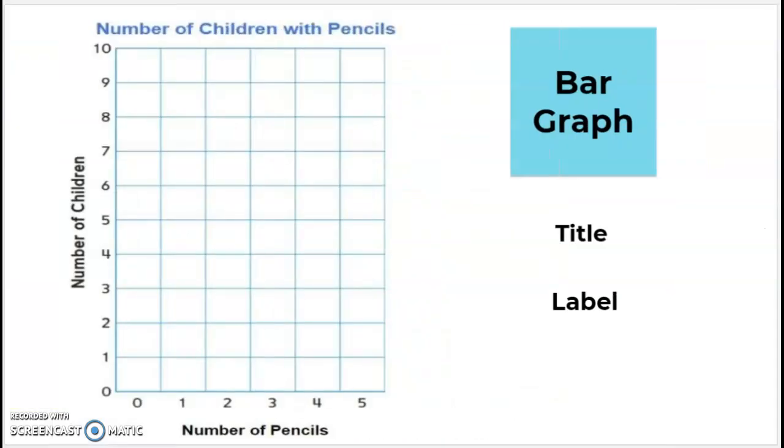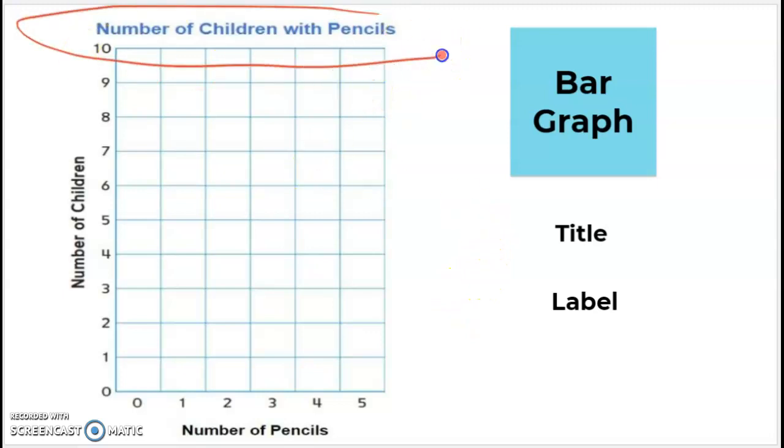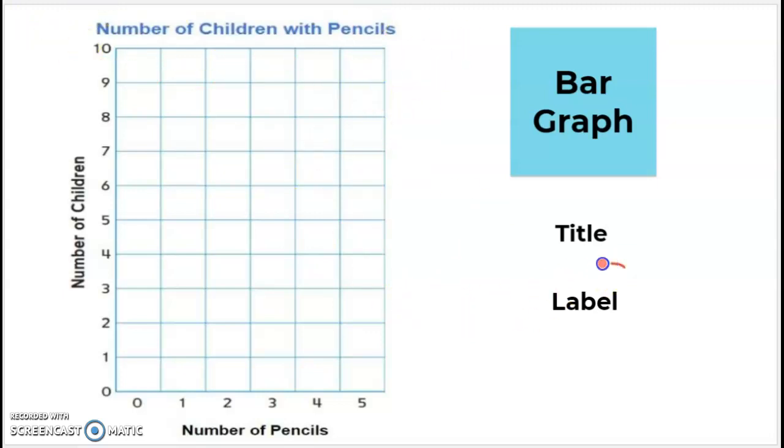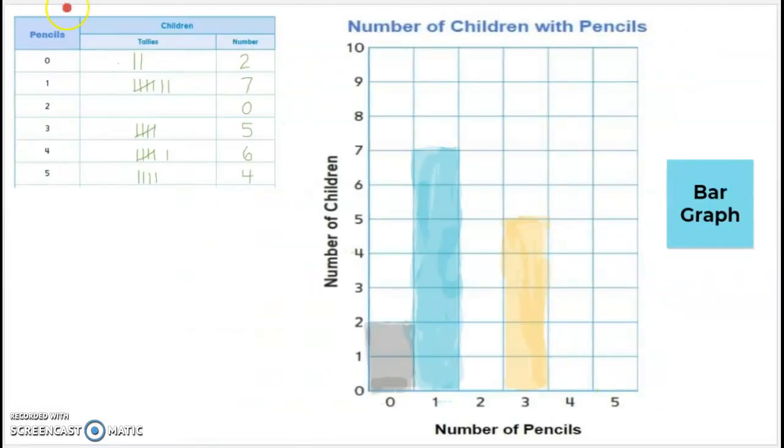We can also take this information and use a bar graph. So we're going to make a bar graph. Again, we want to pay attention to the title. Here it's number of children with pencils. And now we have 2 labels. The label going across is counting the number of pencils. We have a label going up and down counting the number of children all the way up to 10. We can use this tally chart to help us make a bar graph.